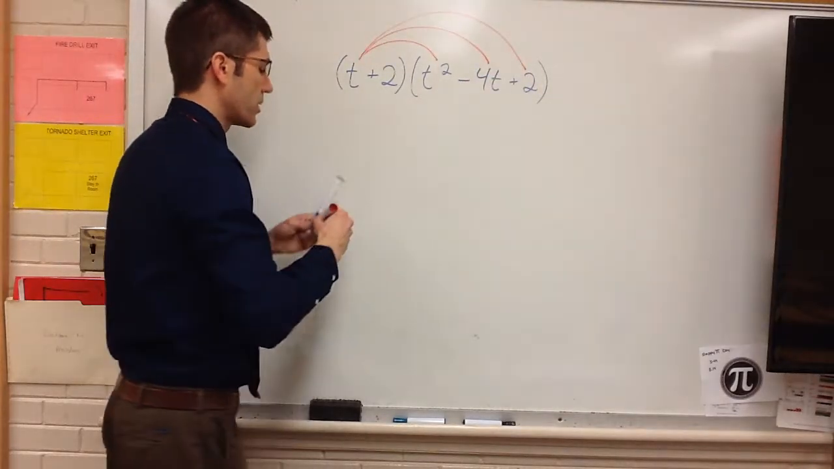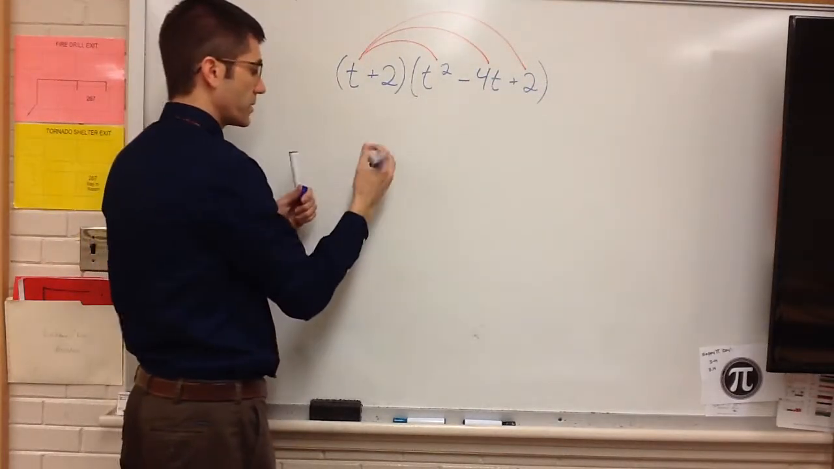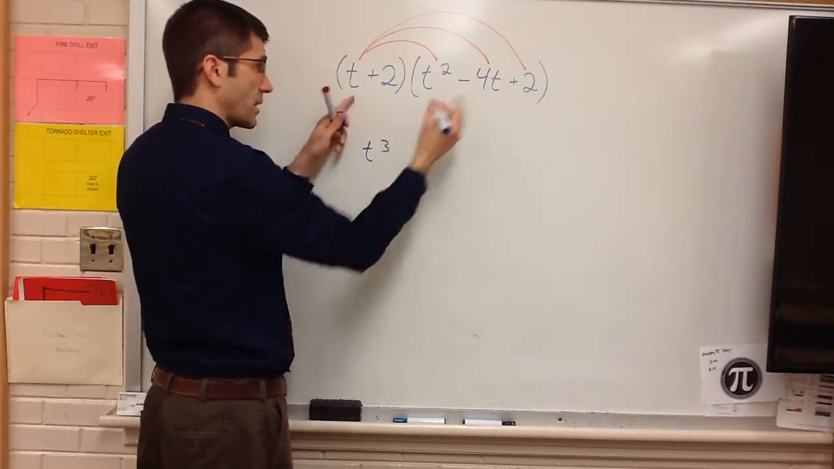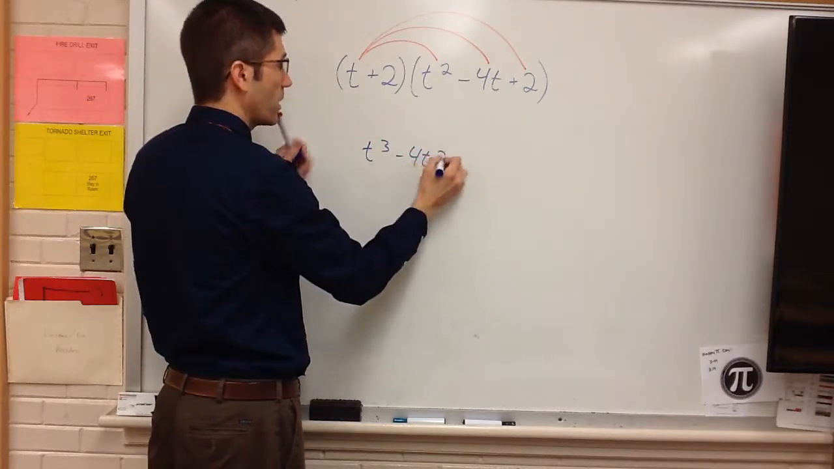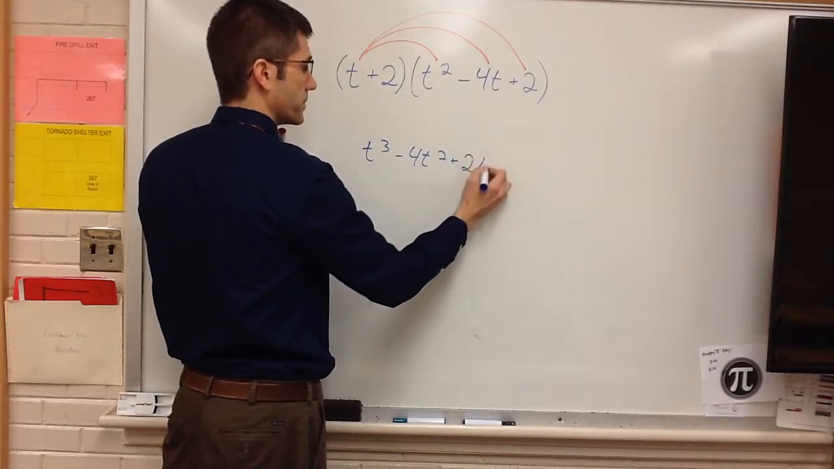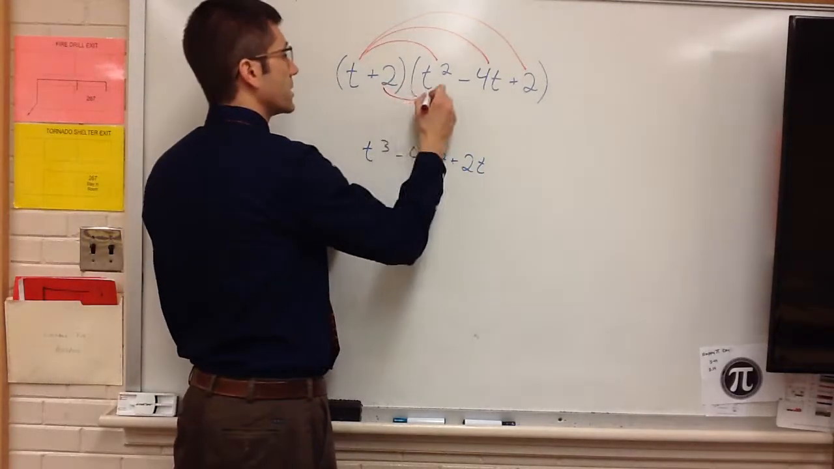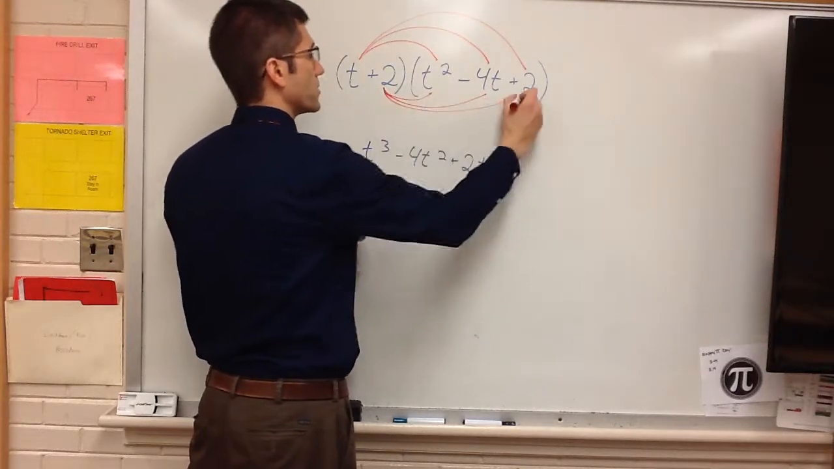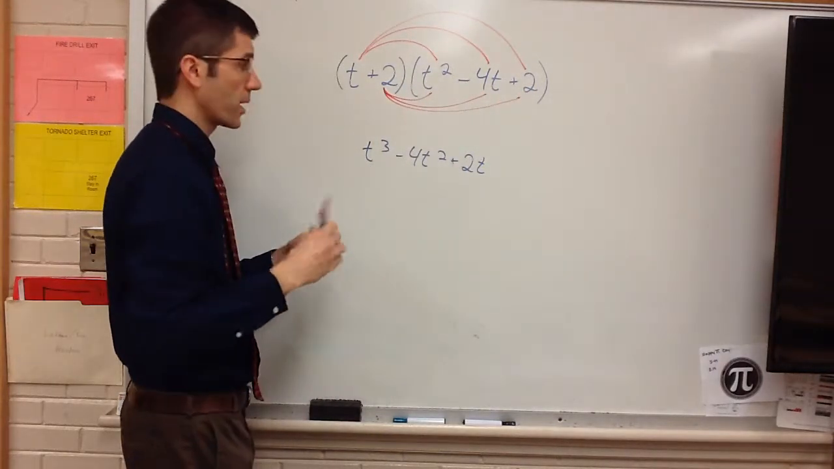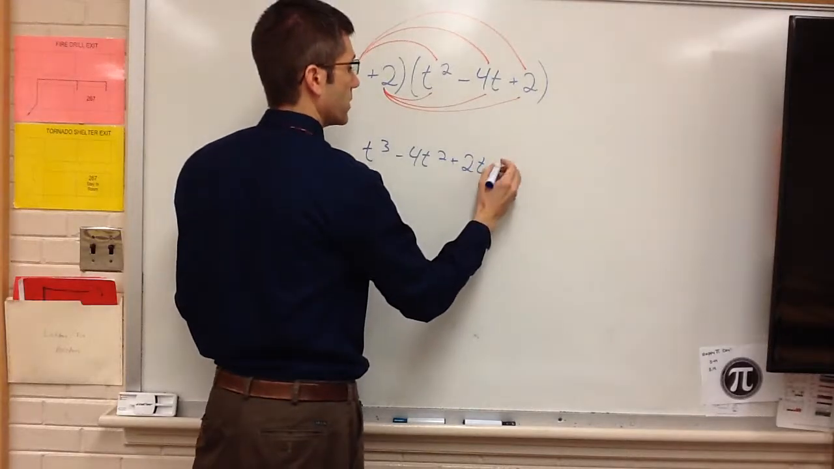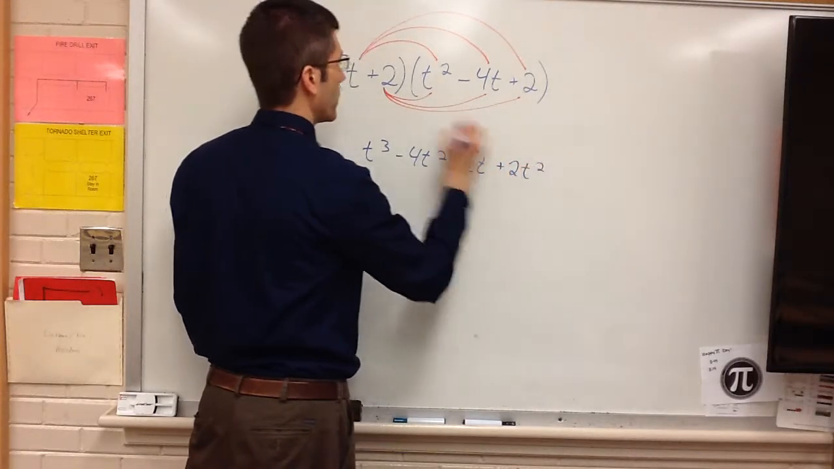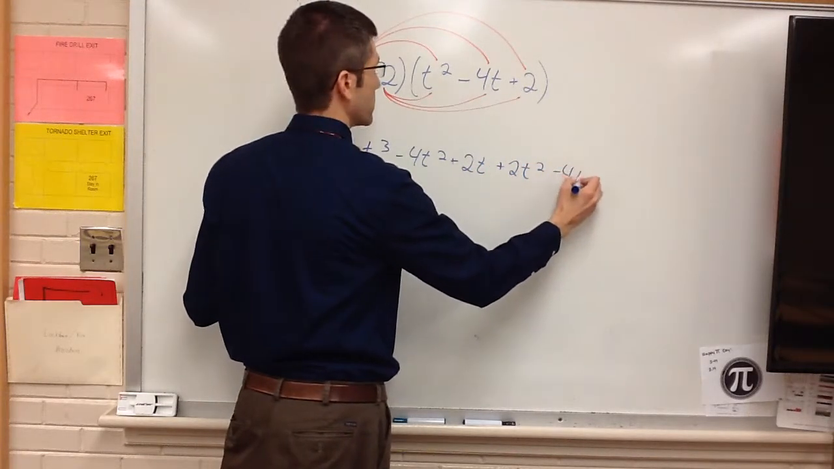Let's do that first. t times t squared is t cubed. t times negative 4t is negative 4t squared. t times 2 is 2t. Okay? Then we'll have 2 times t squared, 2 times negative 4t, 2 times 2. And we'll go through that process. So 2 times t squared is 2t squared. 2 times negative 4t is negative 8t.